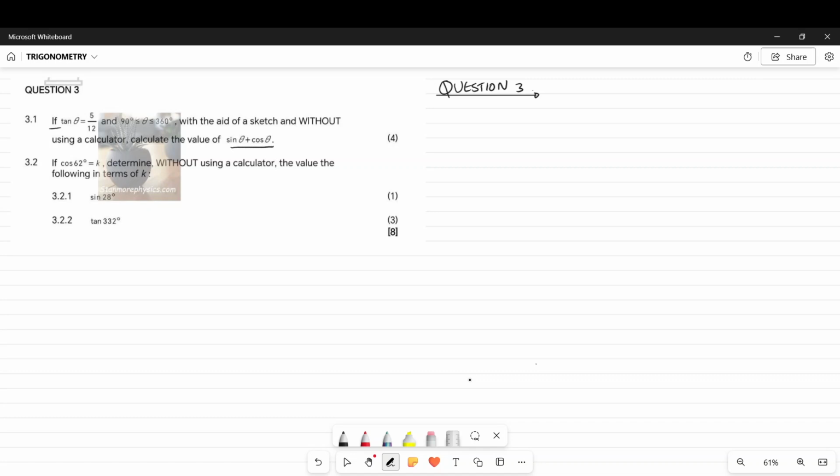Right, so now as you can see we were given tan theta is equal to 5 all over 12. So they gave us this ratio, right? So whenever we see tan theta, we know it's equal to 5 over 12. Now, as you can see, tan here is positive, right? You can see tan is positive.